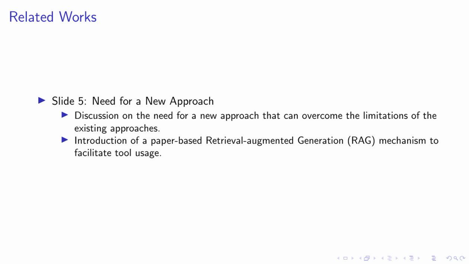To overcome these limitations, we introduce a paper-based Retrieval-Augmented Generation, or RAG, mechanism to facilitate tool usage. This mechanism leverages academic papers associated with each tool, prompting the model to rearticulate tool functions and enumerate potential user queries for tool activation. This approach allows us to cover a wide range of application scenarios and compile a document consisting of question-answering pairs about tool operation for each tool. These documents serve as an auxiliary knowledge base during inference, enhancing the model's ability to use different tools effectively. Stay tuned as we delve deeper into this mechanism in the next slides.